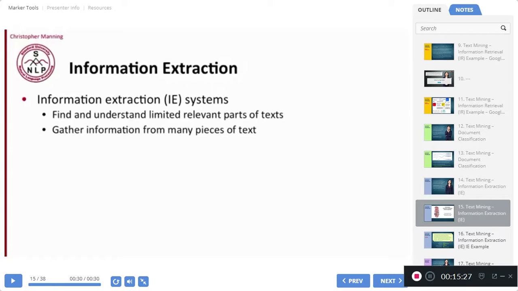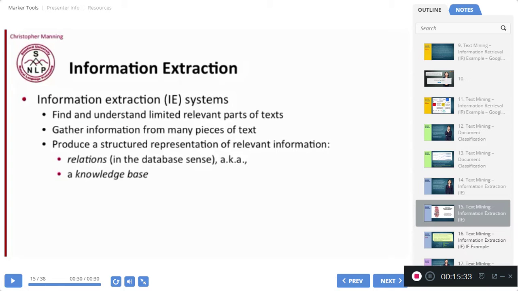And the goal of doing this information gathering is to be able to produce some sort of structured representation of the relevant information. So you can think of it as instances of a database relation, so rows in a database table, or as a knowledge base. And when we do information extraction, we can have one of two goals. One goal is to directly help people to organize information so that it's useful to people.